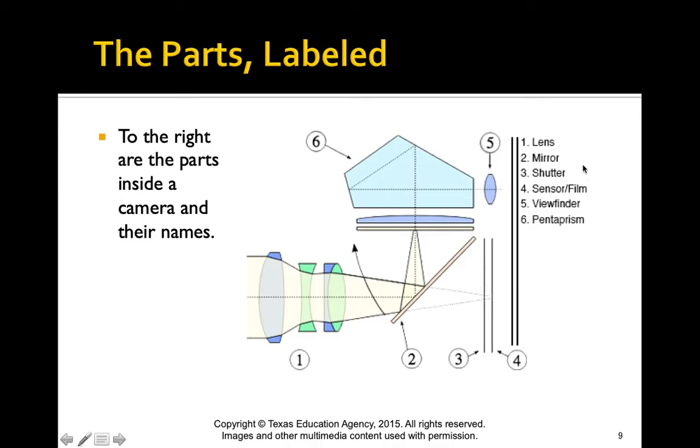All right? The lens is this part. The mirror is what's reflecting. So see this mirror? It's on a diagonal because it actually moves. And it reflects up into this five-sided piece, and that is the pentaprism.